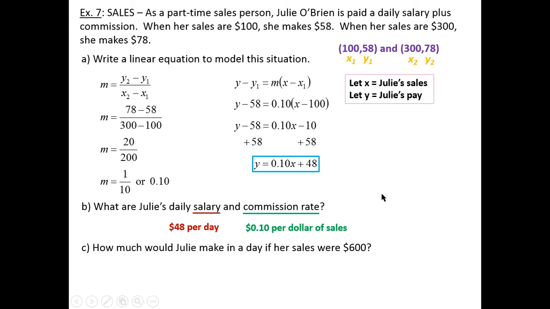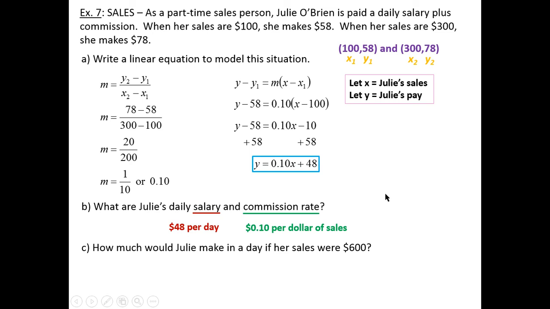All right, so then to put this equation to work here, we'll find out how much Julie would make in a day if her sales were $600. Well, at first you might look up top and say, oh, okay, so her sales were $300 and then she made $78. Should we just double that because we doubled the sales? Should we then double her pay?